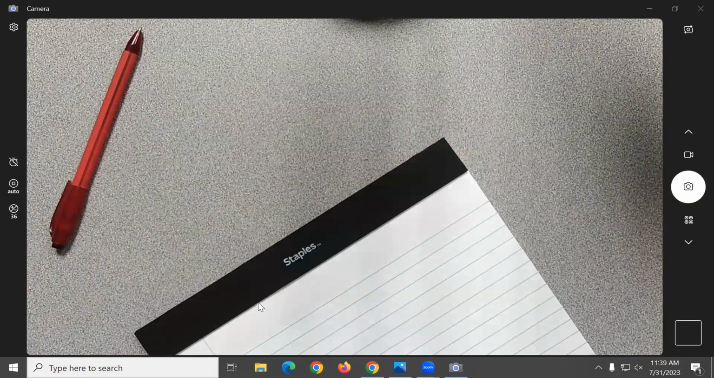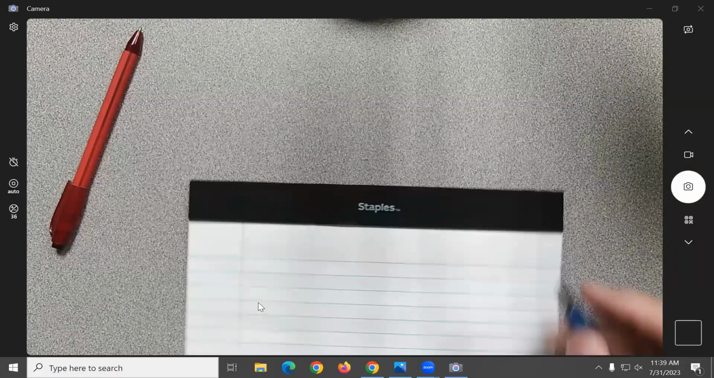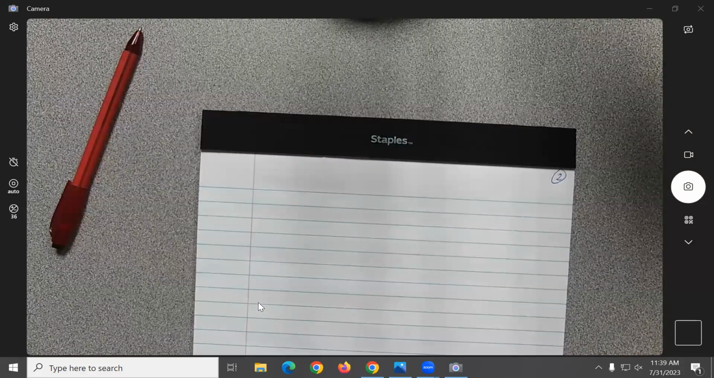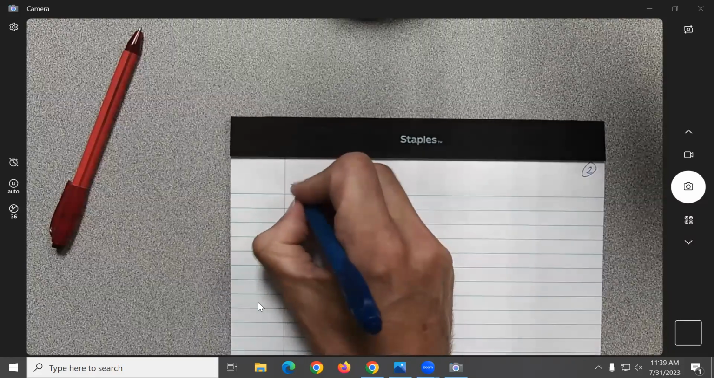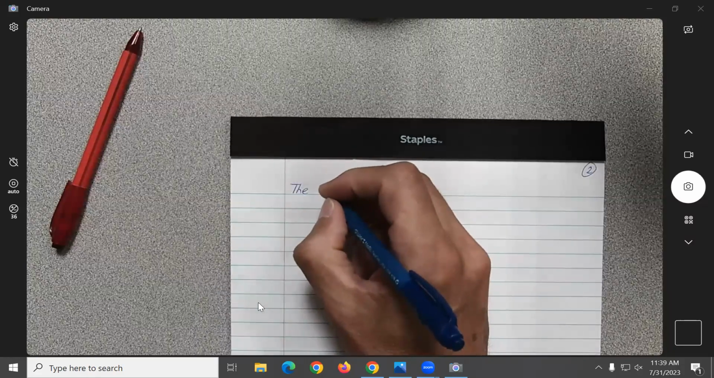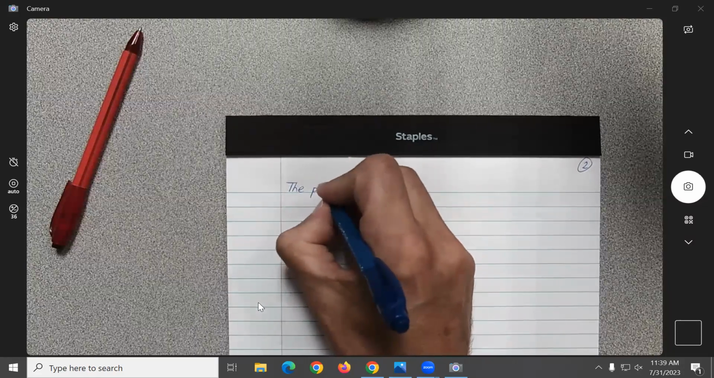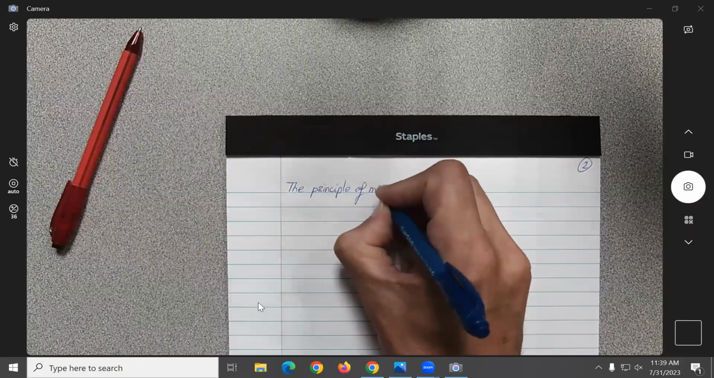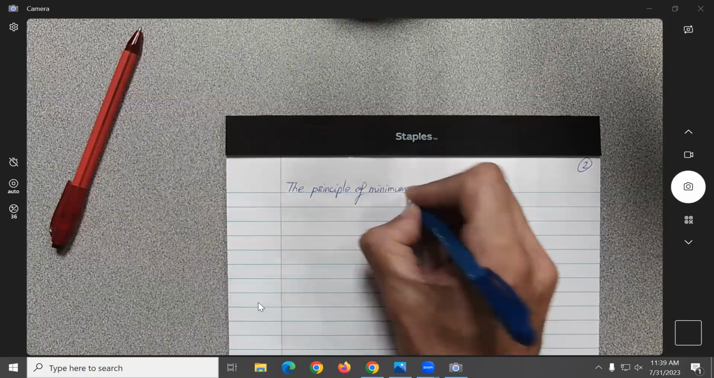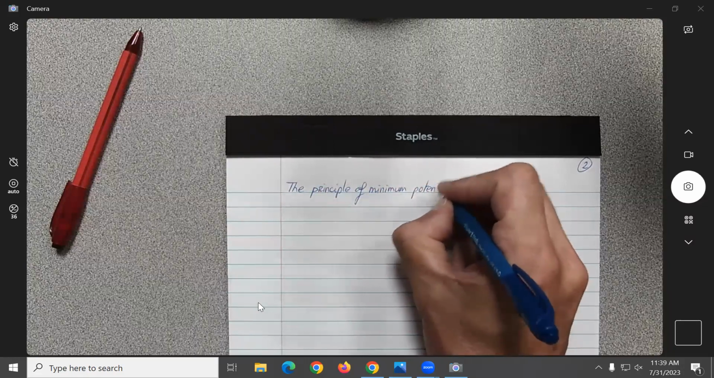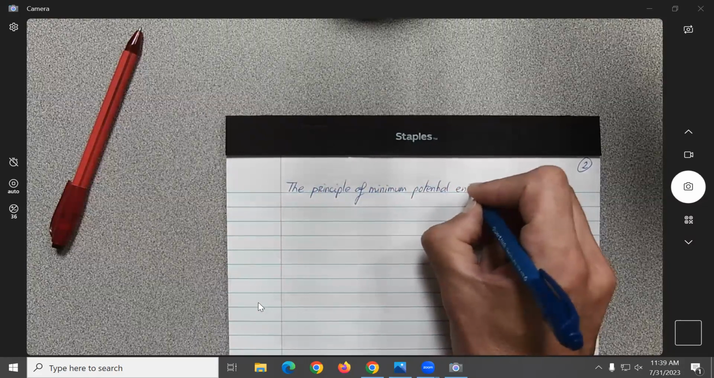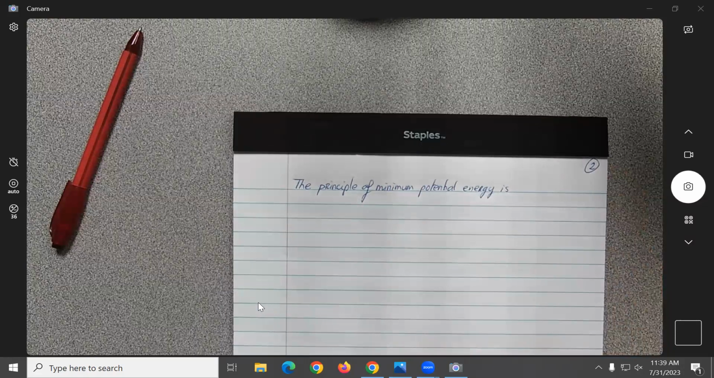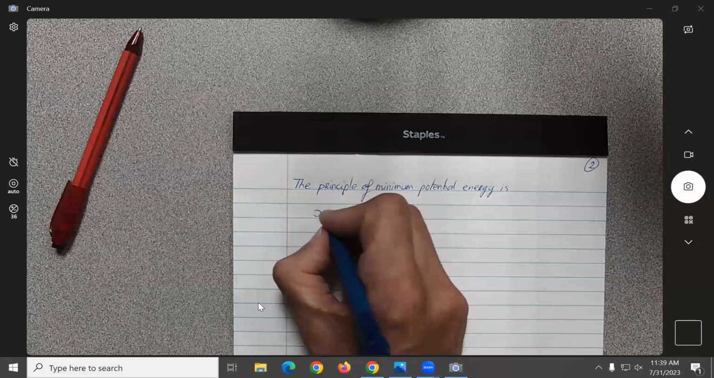Okay, so just like I said, the principle of minimum potential energy is basically what? How do you find the maximum or the minimum of a function?